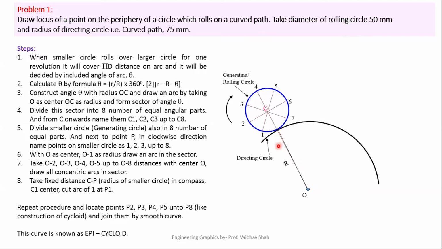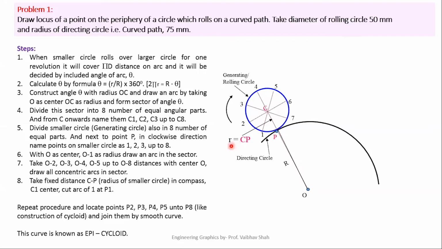Now after that, let us define our point which we have to trace throughout the example. Let us define this point as point P. This is the initial location of the point P at the intersection of your directing circle and the rolling circle. Now let us define this CP distance as your small r, which is the radius of your rolling circle. Obviously it is true.